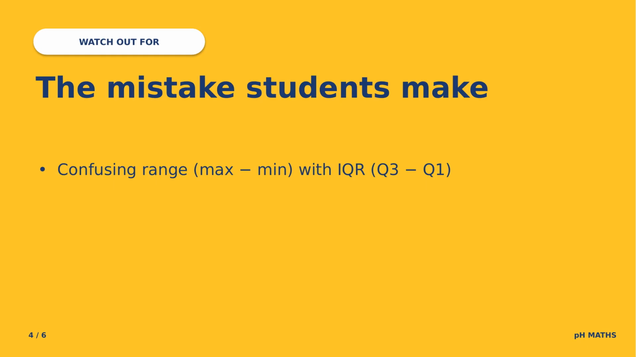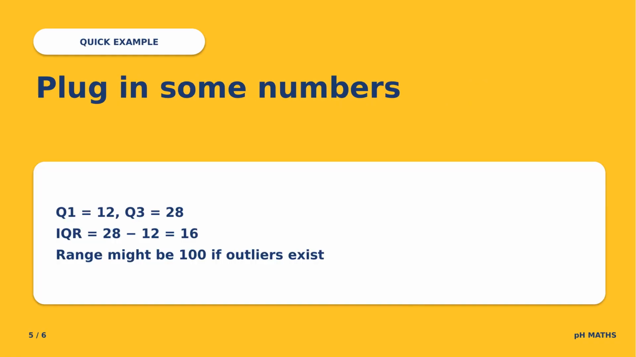Common confusion: range versus interquartile range. Range is the max minus the min, easily skewed by a single outlier. Interquartile range is Q3 minus Q1, robust to outliers. So if your data is mostly tidy with one wild value, the range might be 100, while the interquartile range is just 16. Quick example: Q1 equals 12, Q3 equals 28.